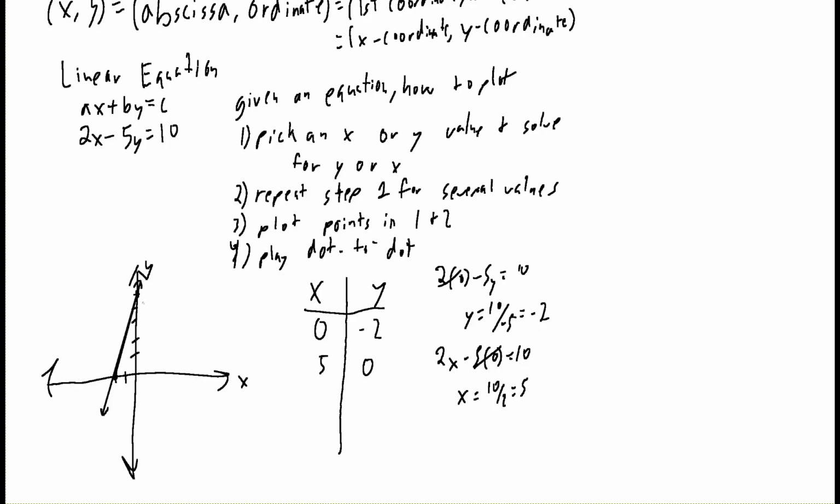Arrow go that way, arrow go that way. There is our line. Nice and straight as according to what we need. So that's how you do a line. Those are easy, simple, not hard to worry about. Not hard to think about. The problem is what happens when you don't have a line.